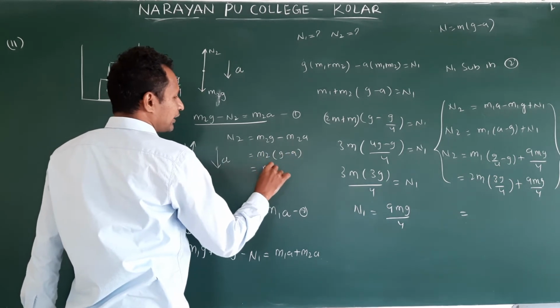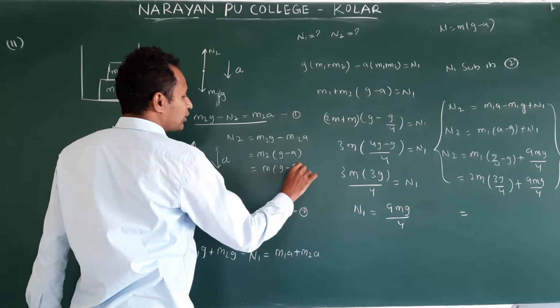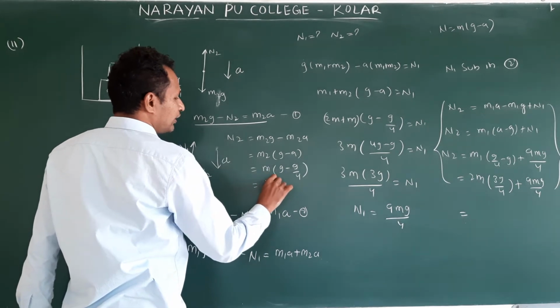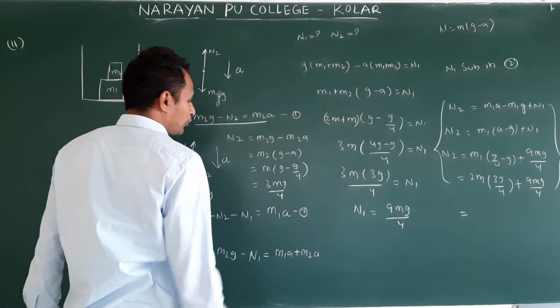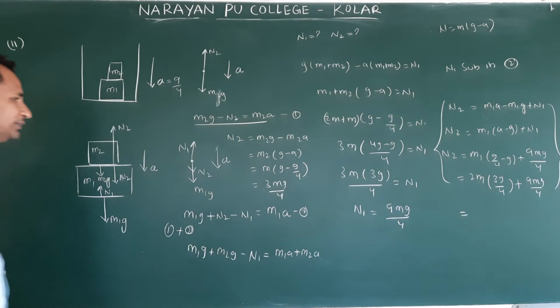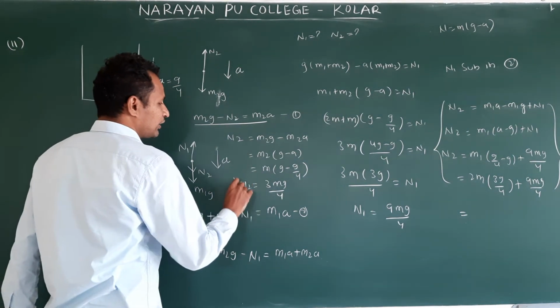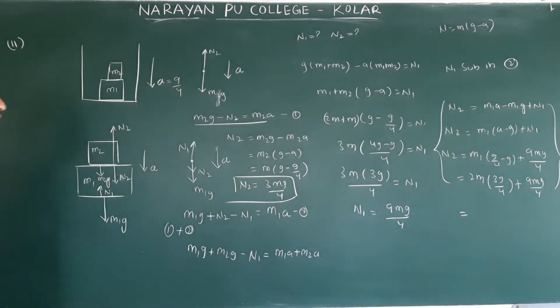M2 value is what? M. G minus G by 4. Then 3mg by 4. Very simple. Direct. N2 is equal to 3mg by 4.